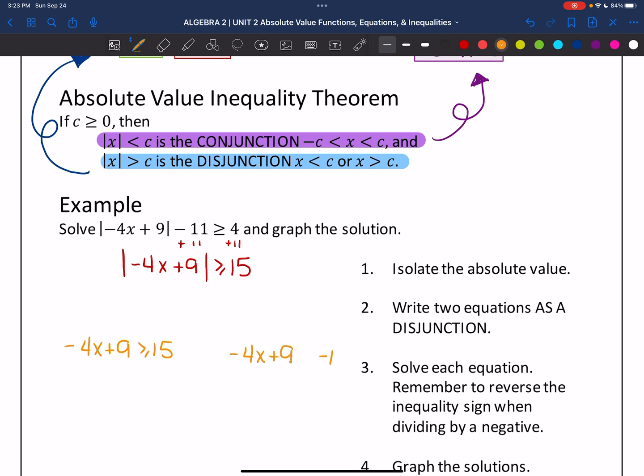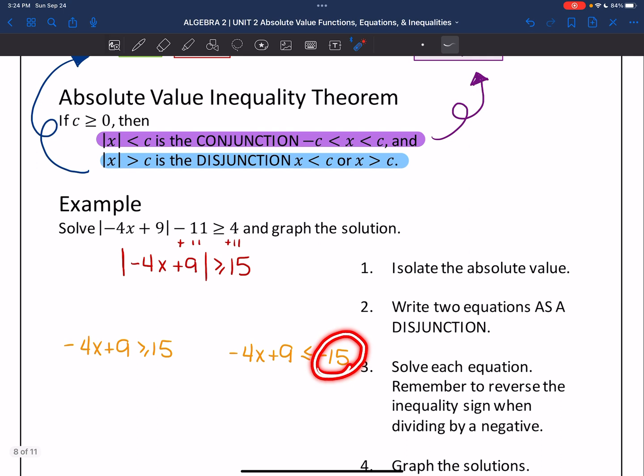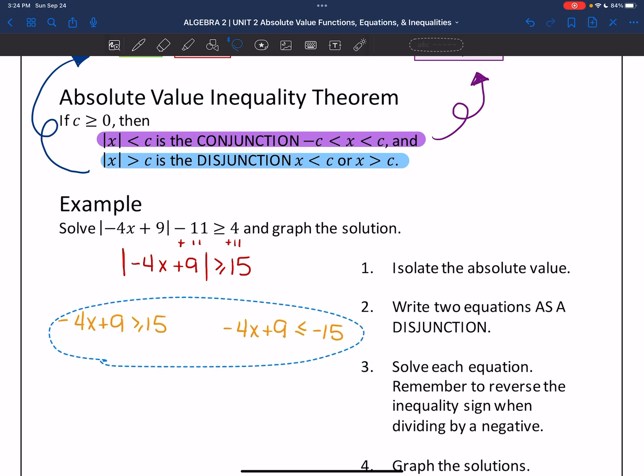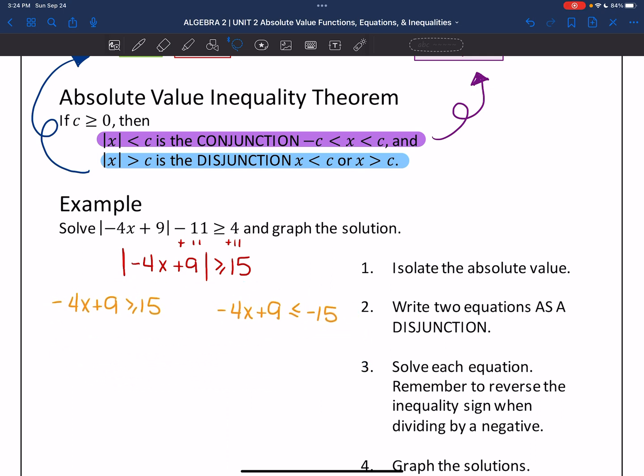But then the second, when we make this a negative 15, to indicate that it is the opposite, we need to change the direction of our inequality symbol. So when you set up your two statements, make sure that when you take the opposite solution, you change your inequality symbol. All right, that's super important. That was step number 2, writing our two statements.